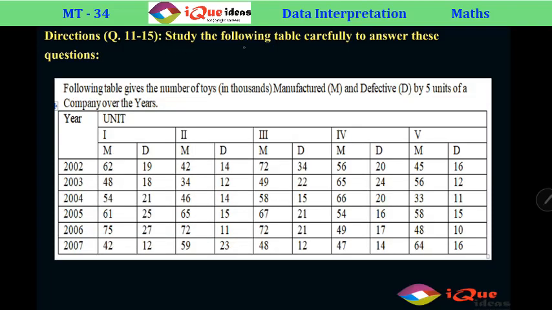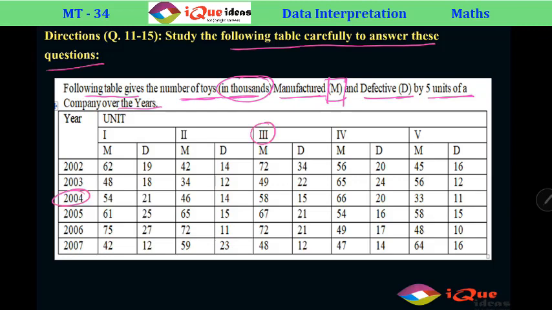Now this set, it says study the following table carefully to answer these questions. The information given is saying following table gives the number of toys in thousands. All right. Number of toys in thousands, manufactured, that is M, and defective, that is D, by 5 units of a company over the years. So randomly, let's say in 2004, what is the number of manufactured units by unit 3? So in 2004, number of manufactured units will be 58,000. And out of them, how many are defective? So it is 15. All right. So 15,000.